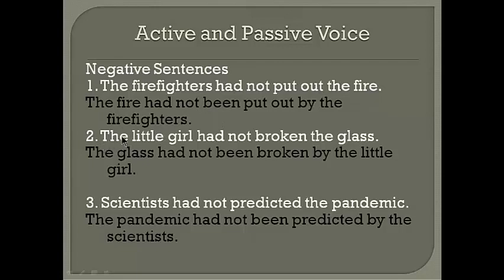Look at example number 2. The little girl had not broken the glass. The glass had not been broken by the little girl. Sentence number 3. Scientists had not predicted the pandemic. The pandemic had not been predicted by the scientists.